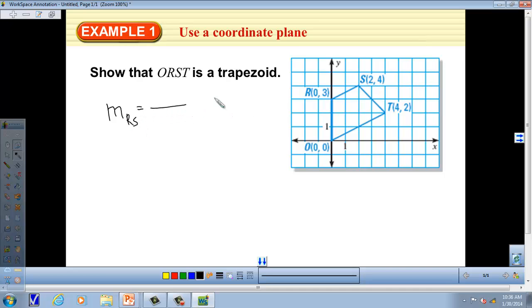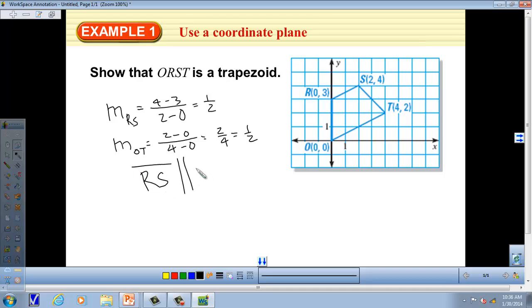If we do that, we have 4 minus 3 over 2 minus 0. That gives me a slope of 1 over 2. And then we're going to look at the slope of OT. So for OT, we've got 2 minus 0 over 4 minus 0. That gives me a slope of 2 over 4, which is also 1/2. So now we know that RS is parallel to OT. Okay?